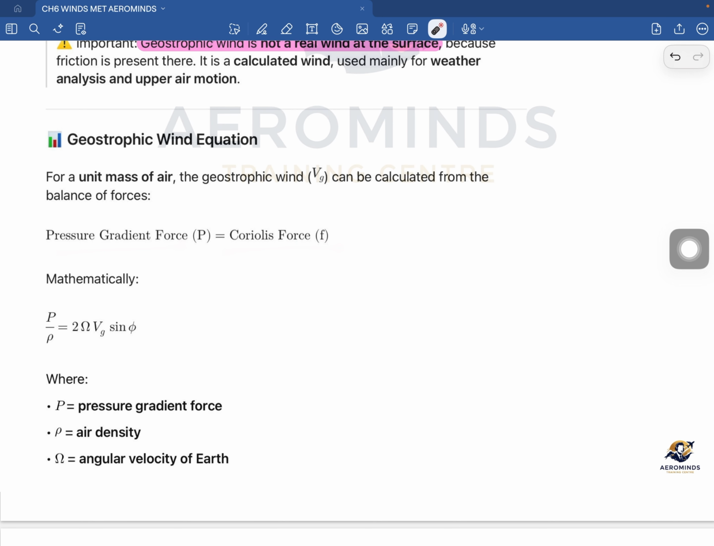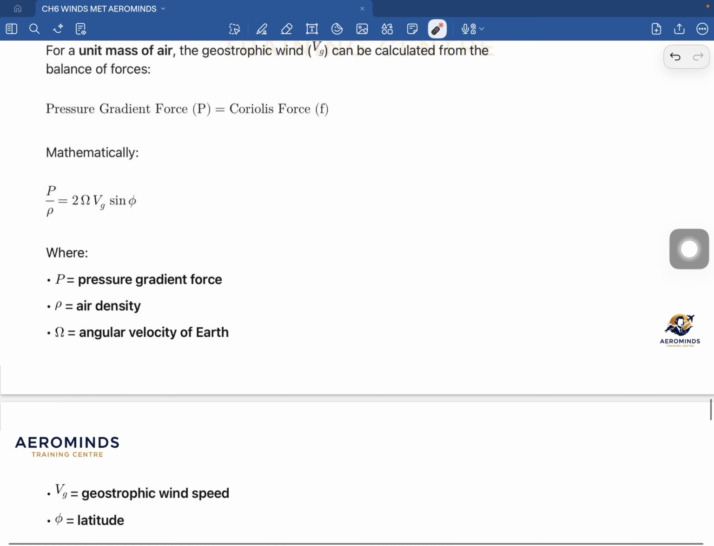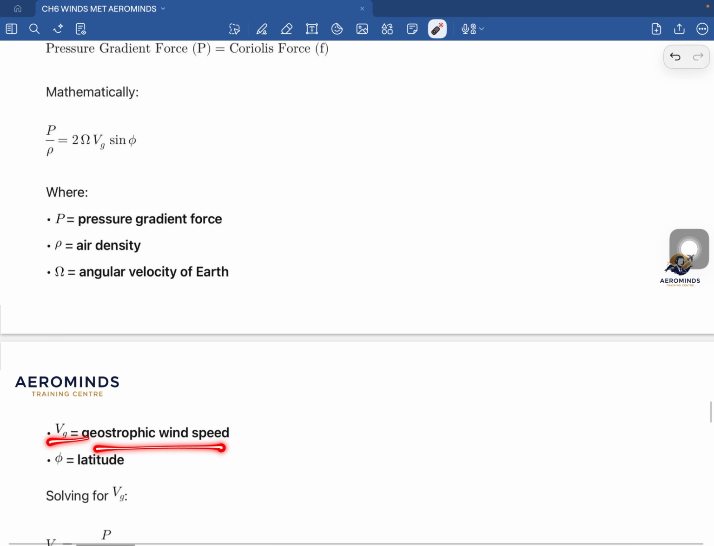And in simple words, pressure gradient force divided by density is equal to the Coriolis force. Mathematically, pressure gradient force divided by rho is equal to 2 omega Vg sine phi, or theta, where P is the pressure gradient force, rho is the air density, omega is the angular velocity of the Earth, and Vg is the geostrophic wind speed. Got it? And this is the latitude.